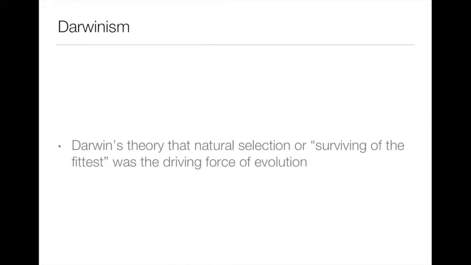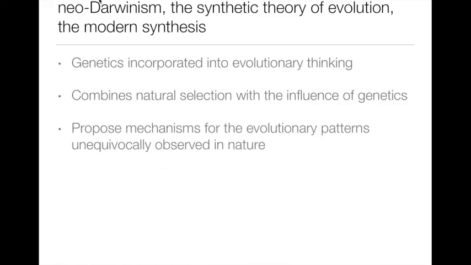Alright, and then, 50 years after Lamarck published his idea, Darwin published The Origin of Species. Darwin's theory that natural selection, or surviving of the fittest, was the driving force of evolution is now called Darwinism. Later, genetics was incorporated into evolutionary thinking, creating a new, more comprehensive view of evolution, now variously called neo-Darwinism, the synthetic theory of evolution, or the modern synthesis.